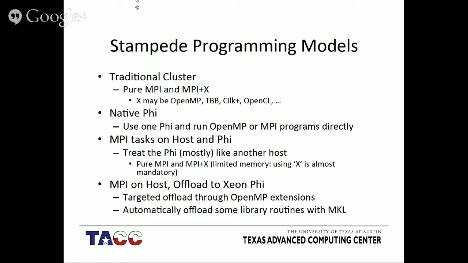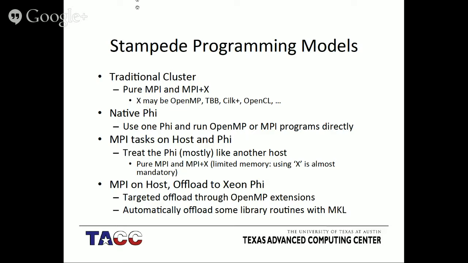Stampede programming model. On a traditional cluster, if you don't have accelerators or coprocessors, you just have your x86 cluster or any other cluster architecture, then you may program it with or run on that cluster pure MPI code, which typically means that if you have 16 cores in a host, then you run 16 MPI tasks on each host, and then through MPI you do the communication.